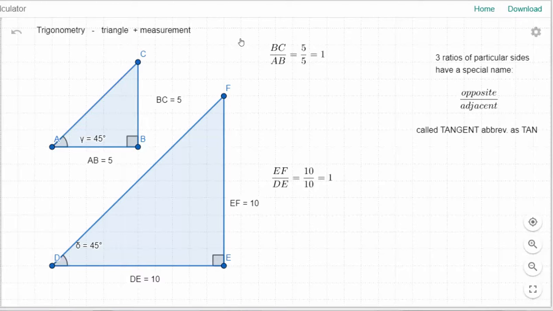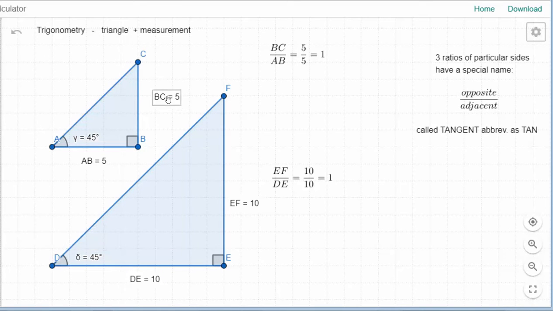So in the first video I did, I introduced the concept of trigonometric ratio. If you have a look at the screen, I've got two triangles here. You'll notice both of them have an angle of 45 degrees. They're both right angle triangles.